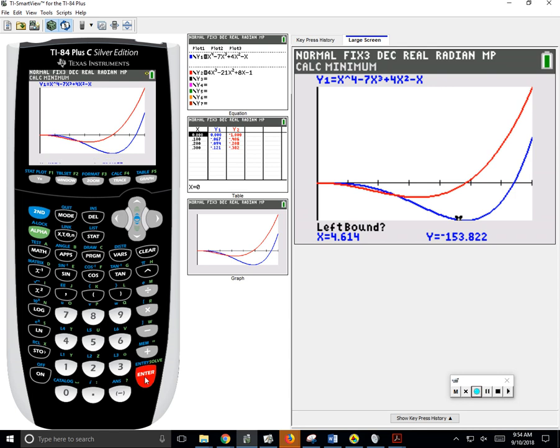It doesn't have to be perfect, just somewhere to the left. Press enter. Now move it to the right of that spot. It's asking for the right bound. Press enter. It wants you to guess, so you just move it kind of near the middle. Close enough. So that time is 4.848. That's when the particle stops going to the left and starts going back to the right.